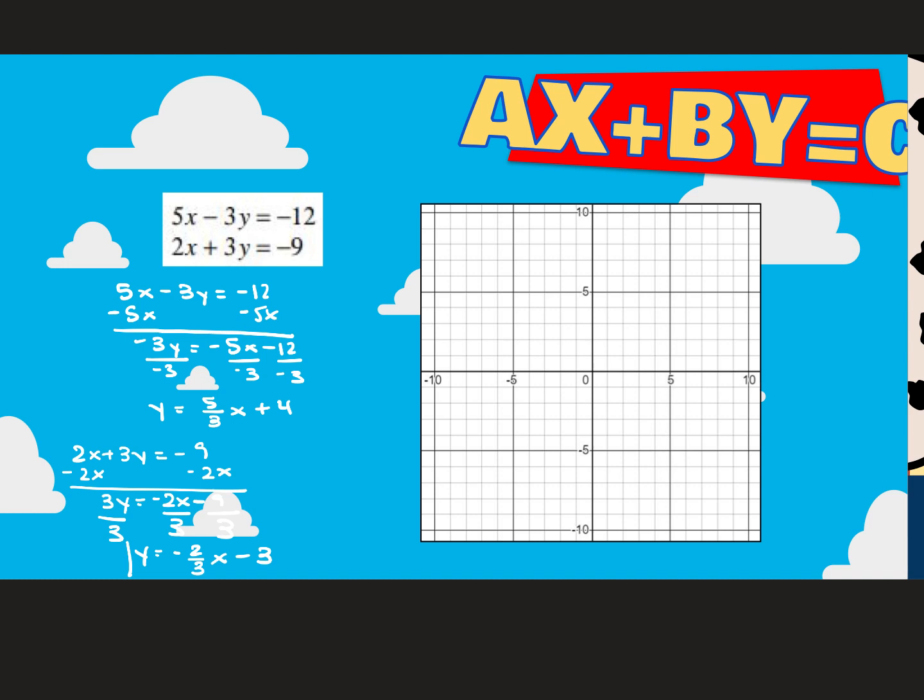All right. So again, I'm going to make this equation red. Starting off at 4, we're going to go up 5 over 3. Can't go up anymore, so we're going to go down 5 and over 3. Down 5 and over 3, and down 5 and over 3. Try to connect our points as best as possible.